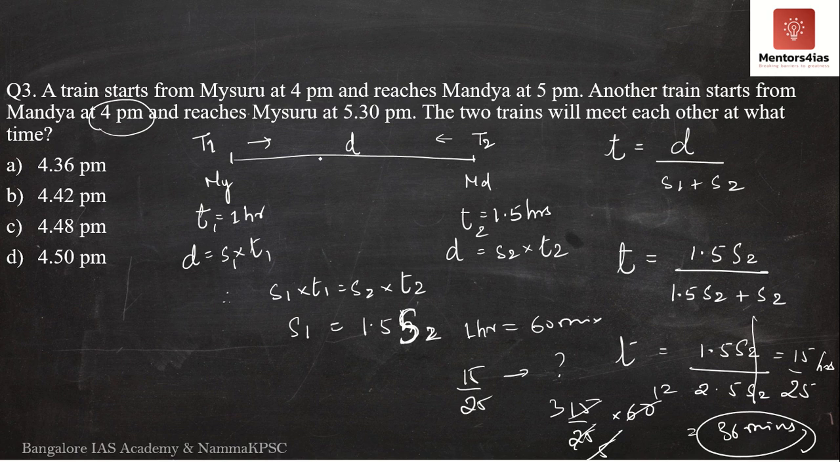Meaning what? What is the time at which they meet each other? It is nothing but 4:36 p.m. Therefore, the correct option is A. The answer is 4:36 p.m.